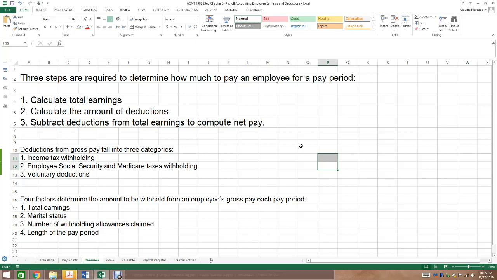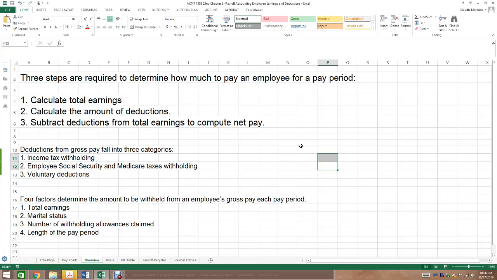Okay? So, step number 1, you calculate the total earnings. Step number 2, you calculate the amount of the deductions. And then step number 3 is you're going to subtract your deductions from your total earnings to be able to compute your net pay. And this is what you take home. Okay? So gross pay is before deductions.